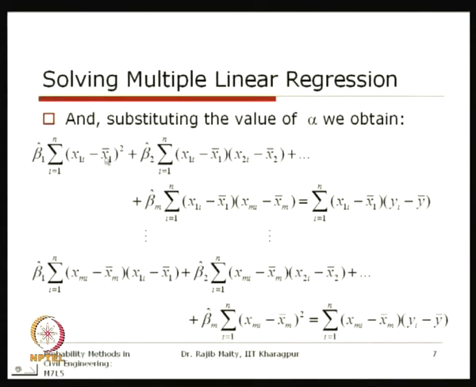So, this is the first equation. Like that we can get all other equations, and the mth equation will be like this: beta 1 cap into (x m i minus x m bar) into (x 1 i minus x 1 bar), like that for beta 2, and for beta m it is (x m i minus x m bar) whole square, which equals the summation of (x m i minus x m bar) into (y i minus y bar), from 1 to n.